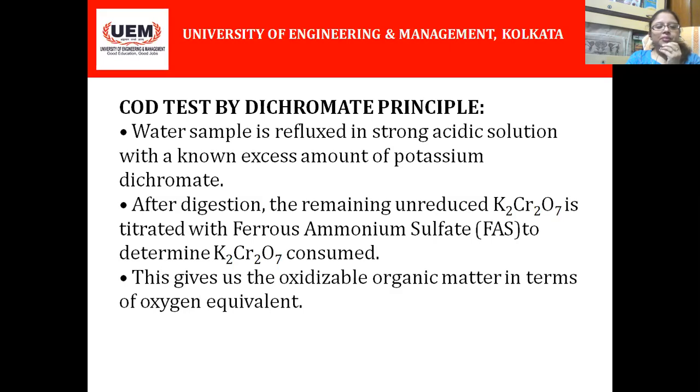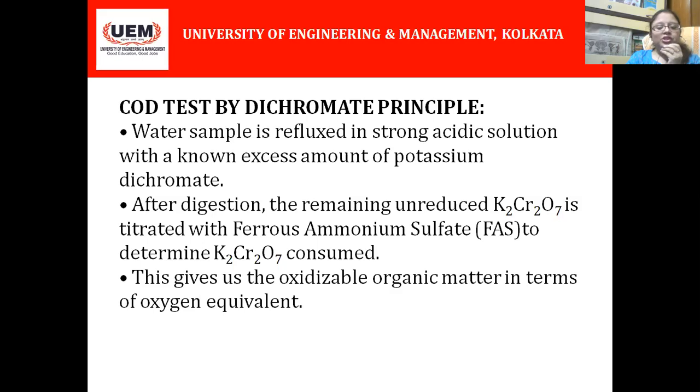Now, what is the principle? The principle is the water sample you want to check is refluxed in strong acidic solution with a known excess amount of potassium dichromate. Now, after the digestion or after the reflux, the remaining unreduced potassium dichromate is treated with ferrous ammonium sulfate. That is, first of all, you are taking excess amount of potassium dichromate, and then you are adding the excess amount of potassium dichromate to your wastewater.